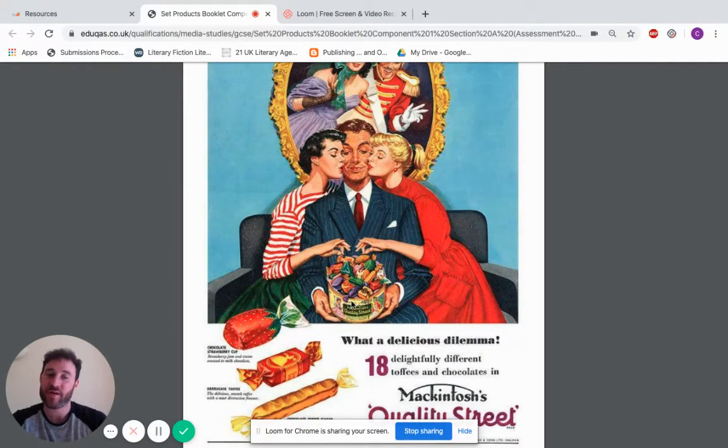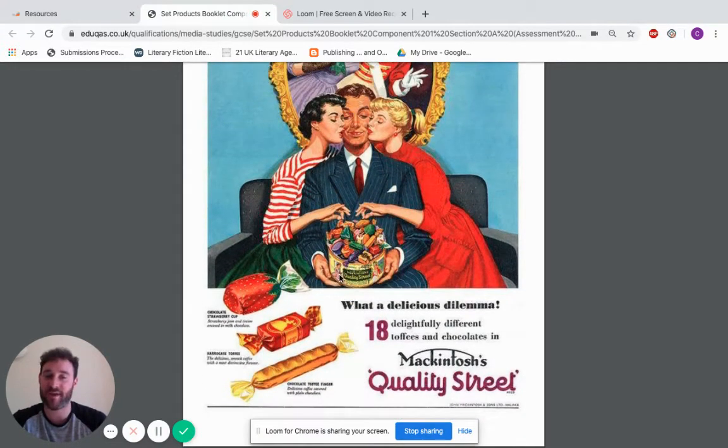But now we come on to the key aspect of the message, which is linked to the chocolates and the women. Now, the tagline, "What a delicious dilemma," is very, very interesting here, because you've got this alliterative language, of course, delicious and dilemma together. And that question, really, to understand that, you have to look at the colours of the women's clothing and then look at the chocolates down here.